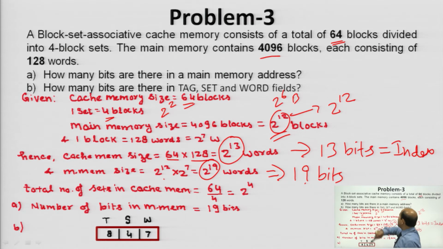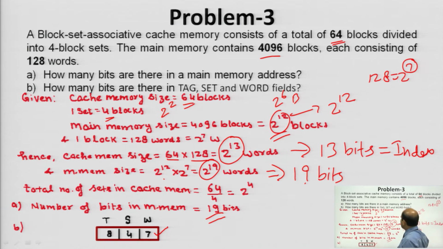Now, in the first part, what is asked: how many bits are there in the main memory address? So, we can easily calculate that 19 bits are required in case of main memory. And how many bits are there in the tag, set and word fields? In this particular problem, it is given that in one block there are 128 words. So, 128 means 2 to the power 7. So, 7 bits are required for words.